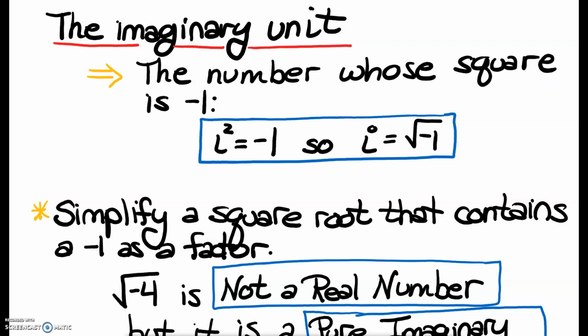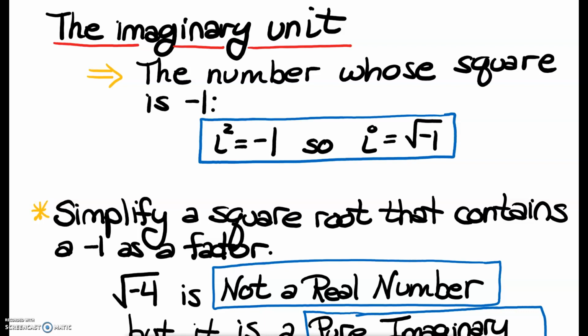In this video, we're going to talk about the imaginary unit and introduce its definition, and then we're going to use the definition to simplify a square root that contains a -1 as a factor. So the imaginary unit is the number whose square is -1.